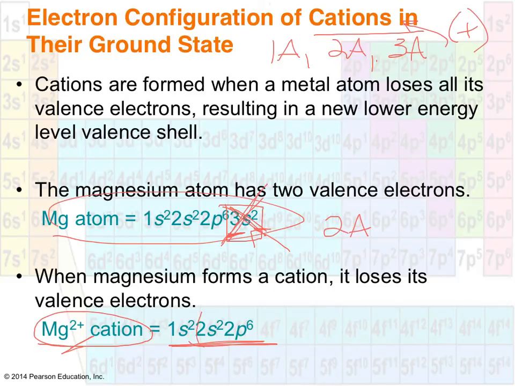Notice now that the 2s2, 2p6 is similar in electron configuration to a noble gas. Noble gases have 8 valence electrons, and so does the magnesium cation.